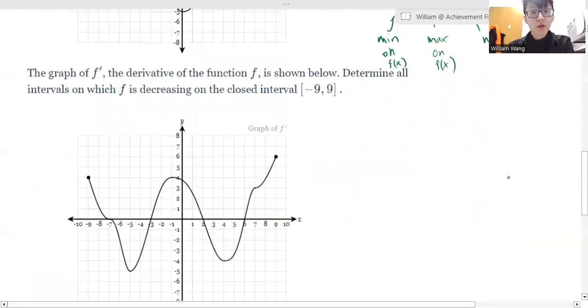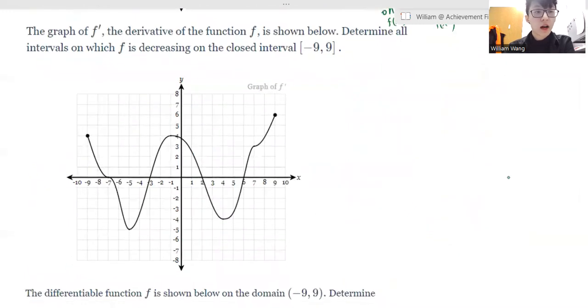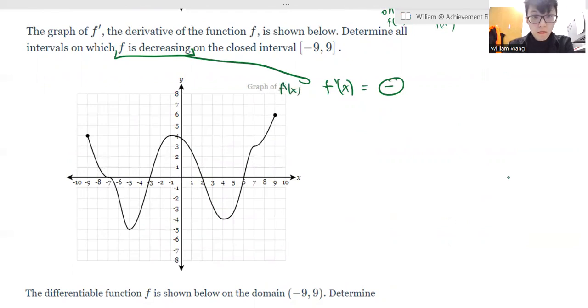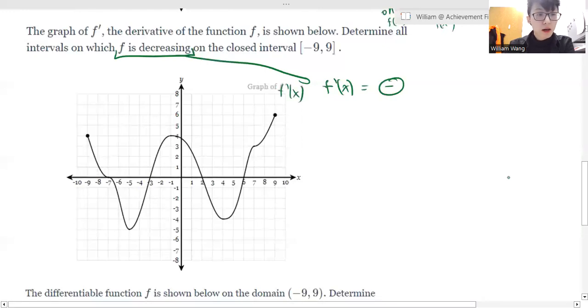All right, final question they might ask is determine where f is decreasing. Well, for f to be decreasing, that means my derivative, f prime of x, must be negative. Right? So where is my derivative negative? Well, this is a graph of my derivative, f prime of x.